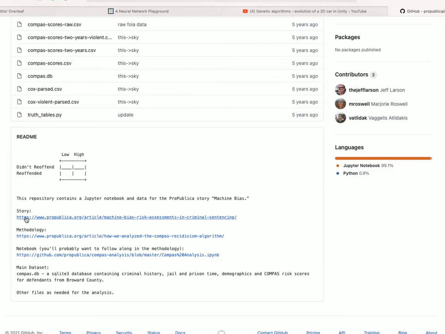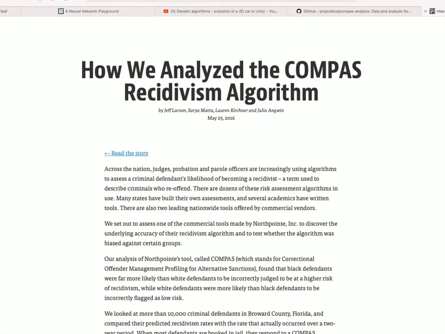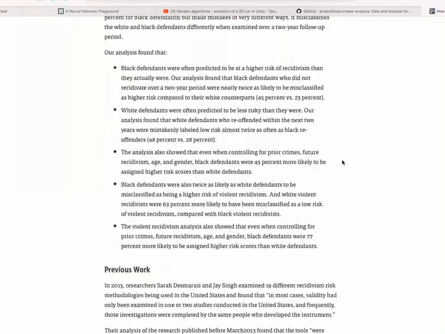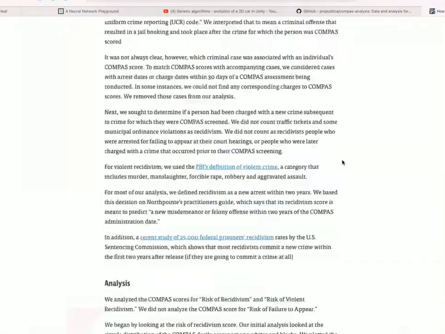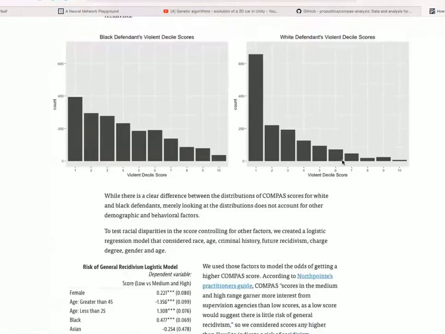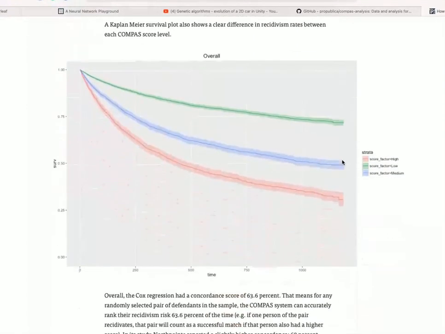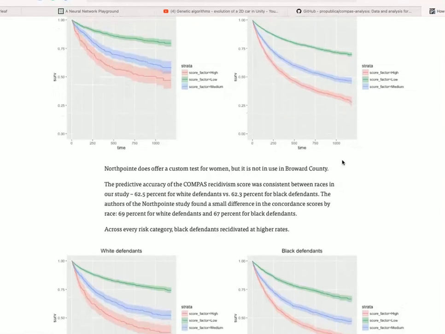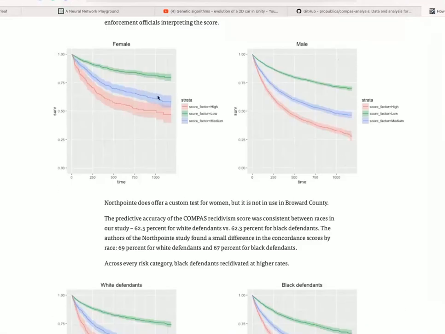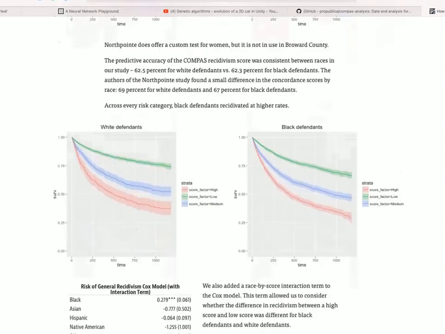Then you have links here. One is about the story, which is just a journal article. Then there is a methodology article. You see, it's quite a long-winded and complicated article that involves understanding statistics and analysis and things like that. So they were looking for any types of biases, really, even male against female, white against black, and so on.